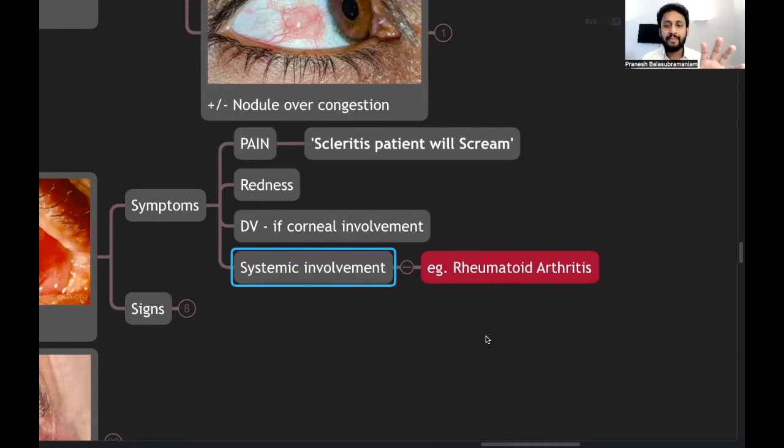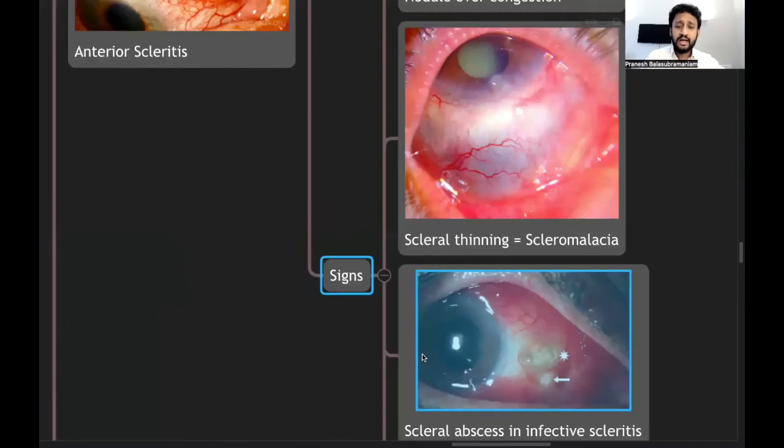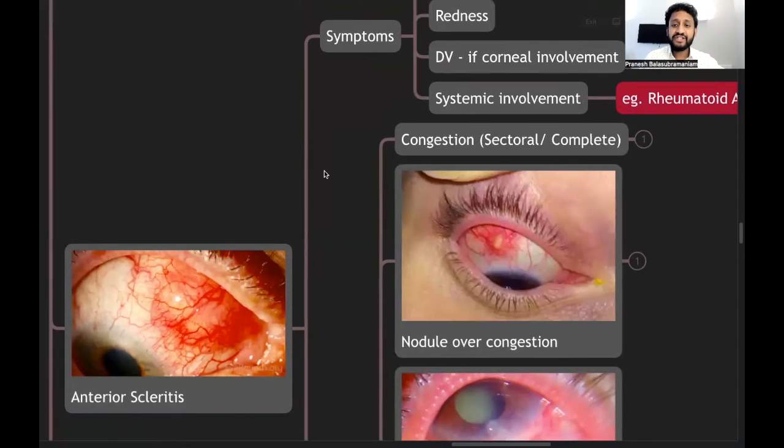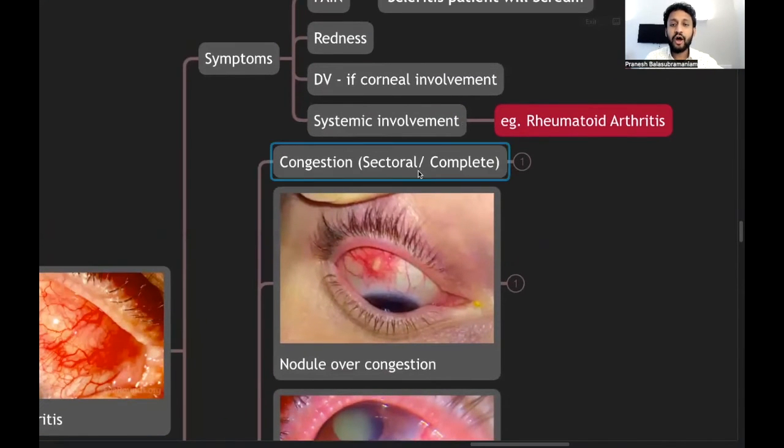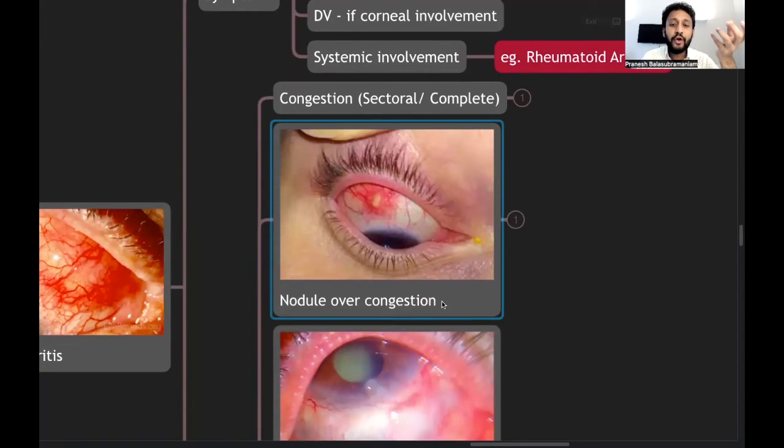As you can see in this mind map, I have given multiple red boxes. These red boxes indicate the important clinical take-home messages, all right? Now let's look at the signs. As far as signs are concerned, the patient can have either a sectoral or a complete condition. In fact, it can highly mimic episcleritis, or sometimes the patient can have a complete condition as in uveitis. The key point is that sometimes the patient can have a nodule over this condition.